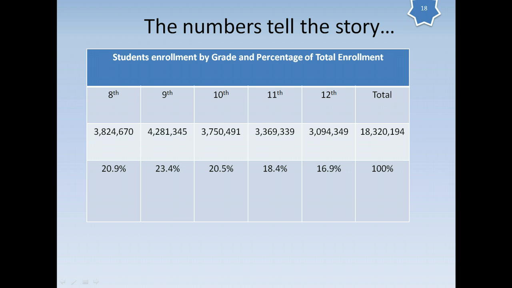29 of 51 states see their greatest loss of students in the educational process during the ninth grade. Some states have as high as 20% decrease in enrollment between 9th and 10th grades. Most high school dropouts fail at least 25% of their ninth grade courses, while 8% of high school completers experience the same difficulty.